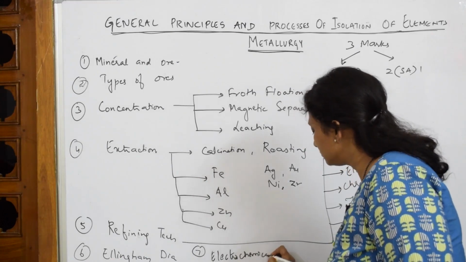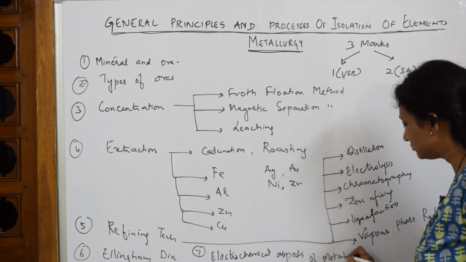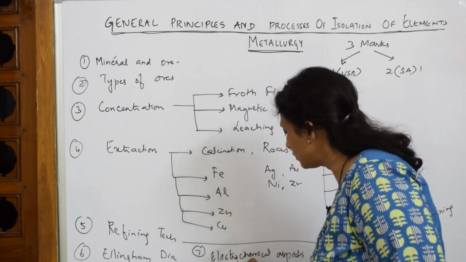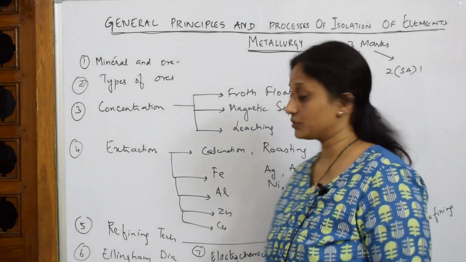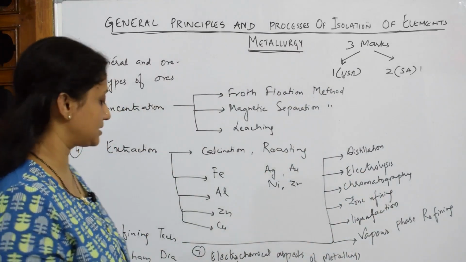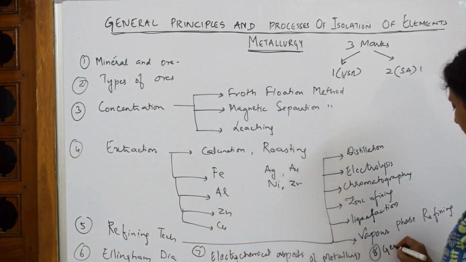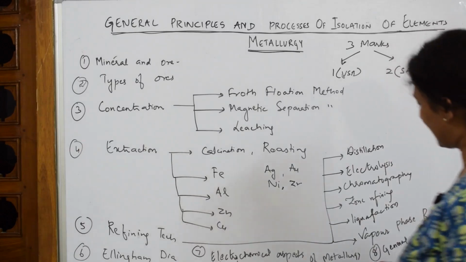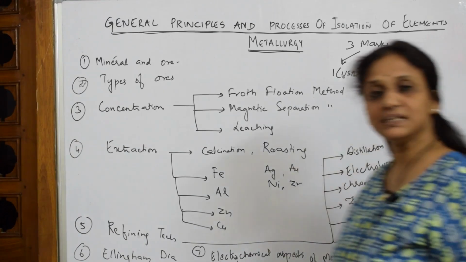Electrochemical aspects of metallurgy and thermodynamic aspects of metallurgy. These two are very important questions. Once I am done with the seventh concept, that is the electrochemical and thermodynamic aspects, I will directly jump into a certain number of general questions. I will also cover certain general questions, question and answers which will be asked more frequently. And I'll end the chapter with board questions. This is my chapter, and this is how I'm going to complete the whole chapter.